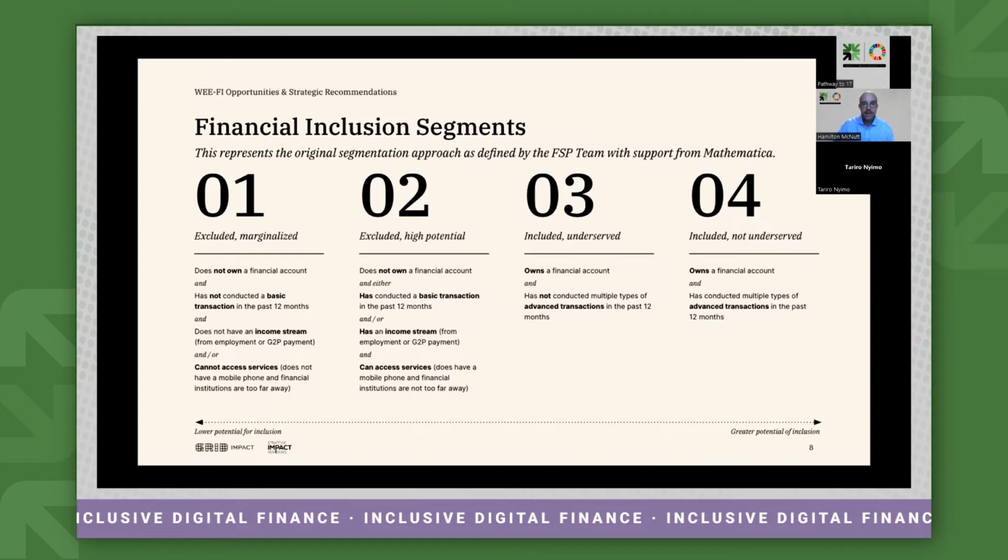So segment 3 really is what we call included underserved. These are women who have accounts, but are using them either not at all or at a very basic level. And segment 4, we're calling included not underserved. So these are women in a market that have accounts and are using more advanced transactions and are using them on a more regular basis.